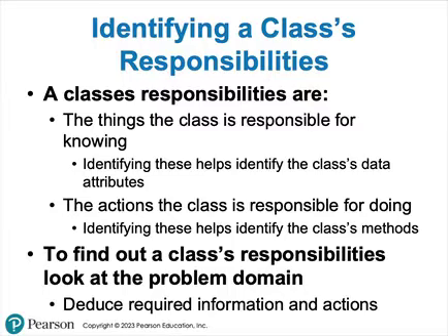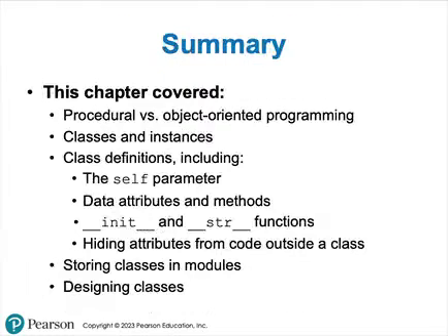You need to know what the actions are within the class. This is going to help you define what the class methods should be. Again, you're going to go back and look at the problem domain and look for required actions, and then convert those into methods. So that finishes up this chapter, the Intro to Object-Oriented Programming.